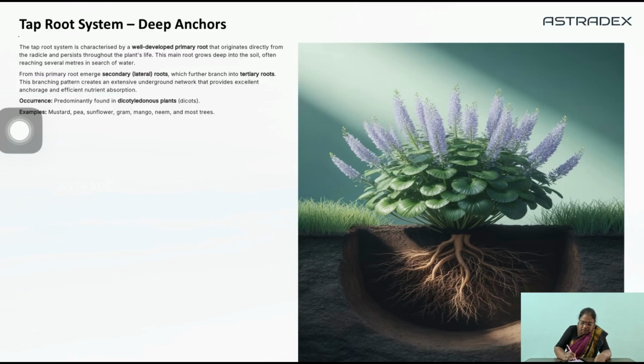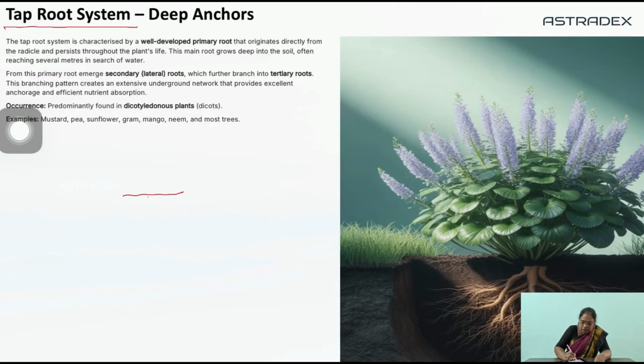This is the surface of the soil. The seed is placed in the soil. From the embryo, the radicle part of the embryo develops into root. So this is the radicle. The first formed root from the radicle is called the primary root.